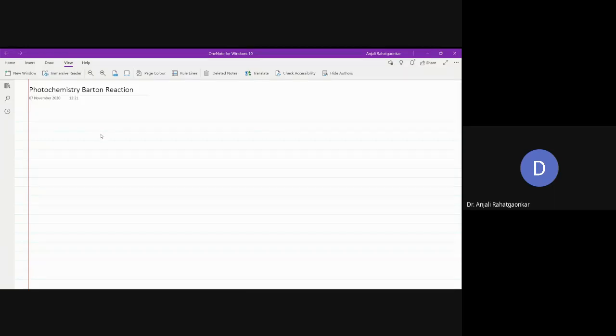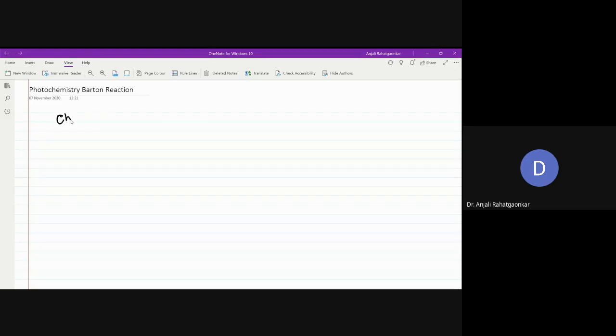Specifically the Barton reaction. Now, why the Barton reaction has not been given in your syllabus, I don't know, but it is equally very important, because a very specific functional group is involved over here, that is a nitroso group. All right. So what are the characteristics of the Barton reaction?